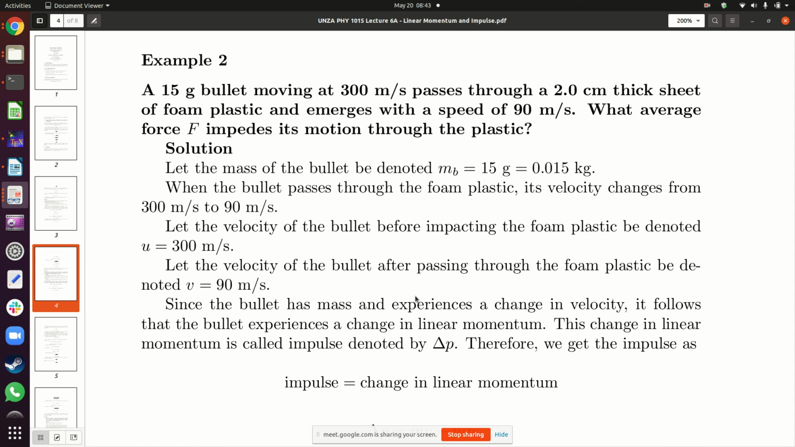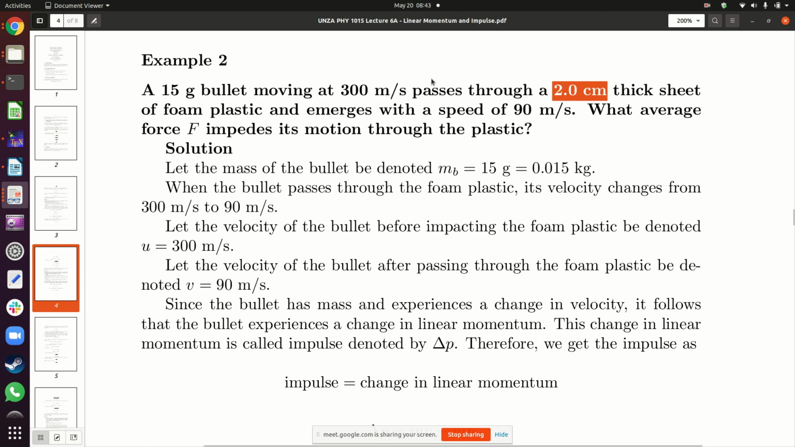Okay. So again here we have a bullet which has a mass of 15 grams, so we need to change that mass into kgs. And we see something happen here. The velocity of the bullet before it passes through the plastic is 300 meters per second, and the velocity of the bullet after it passes through the plastic is 90 meters per second. So you can see that the velocity of the bullet has reduced. So basically our bullet decelerated as it was passing through the plastic. It reduced in speed. And of course the plastic has a thickness of 2 centimeters, like that.